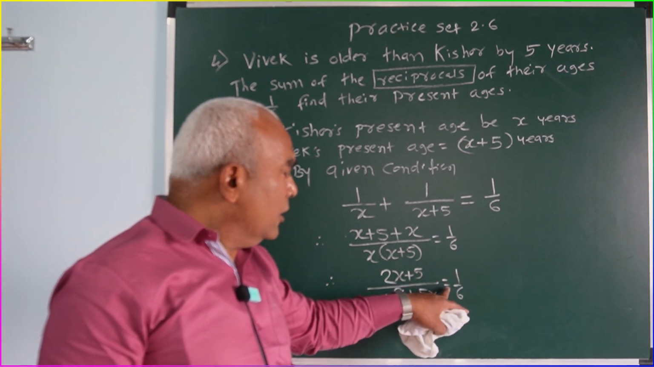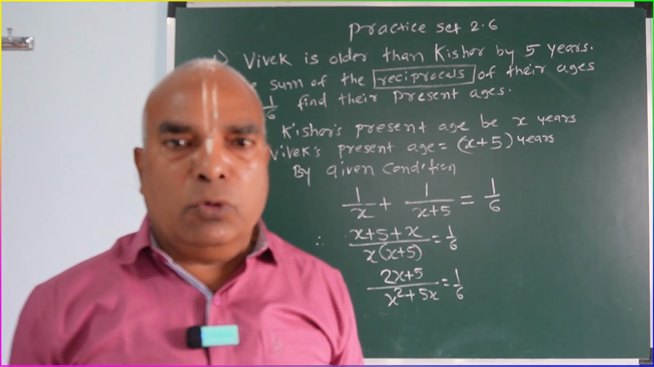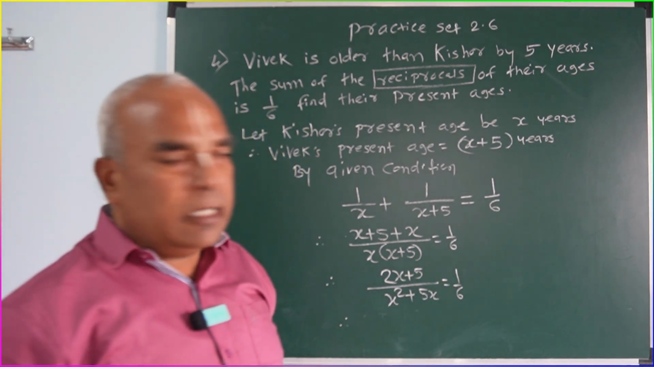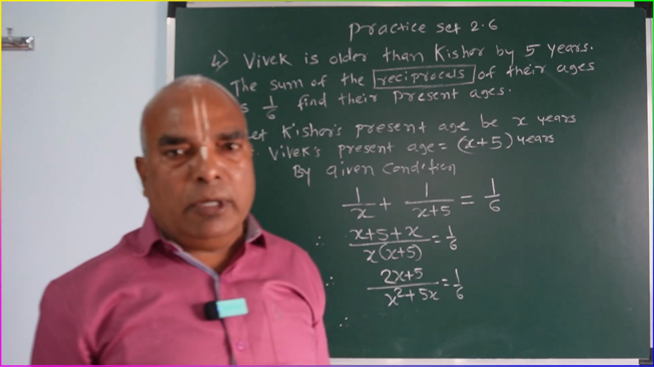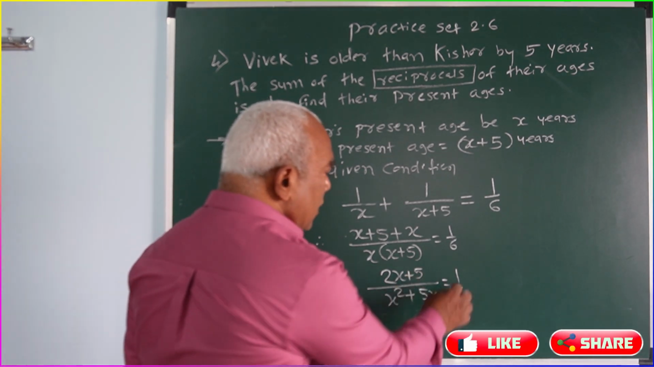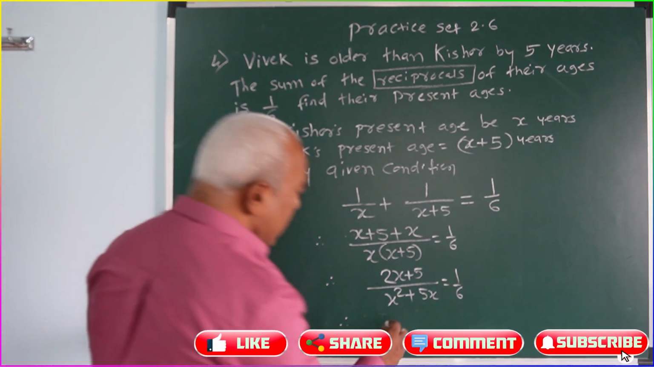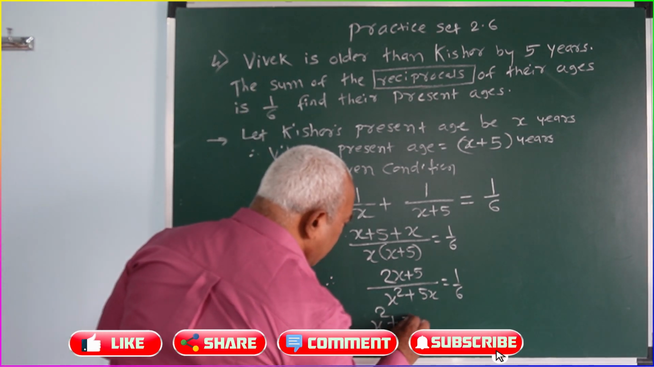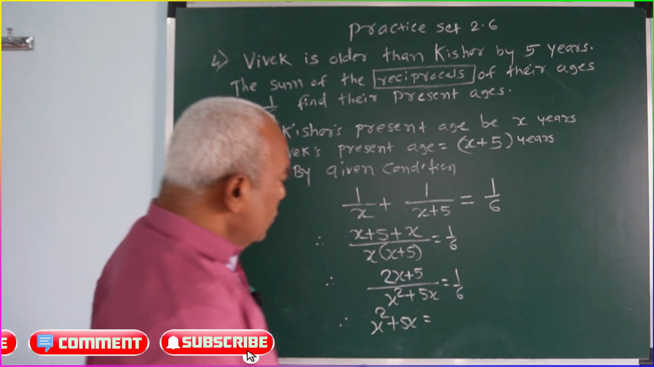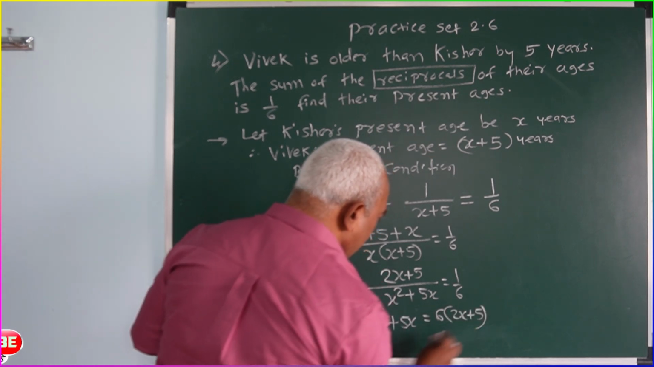If there is an equal to sign between two fractions, their cross multiplication is always equal. We can write it this way: x square plus 5x is equal to 6 into the bracket 2x plus 5.